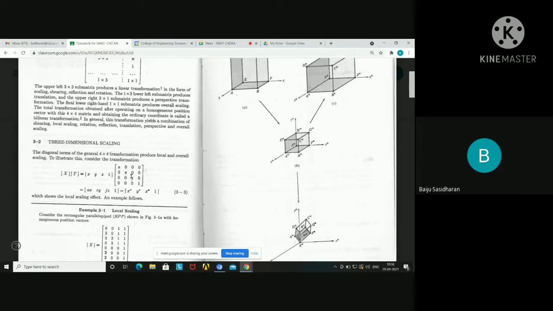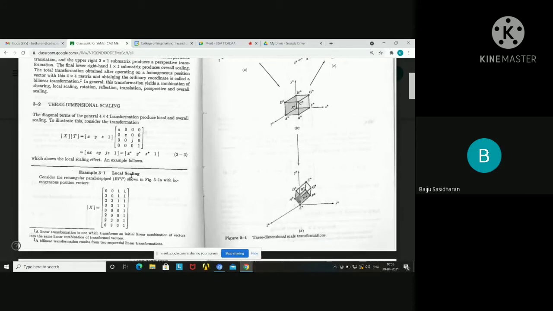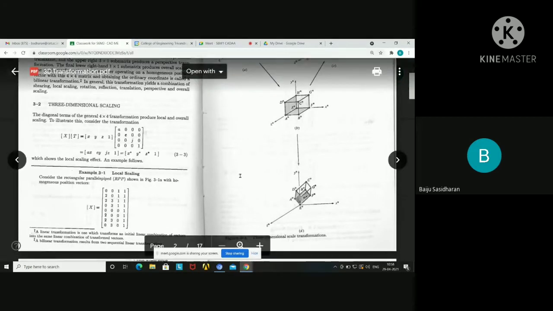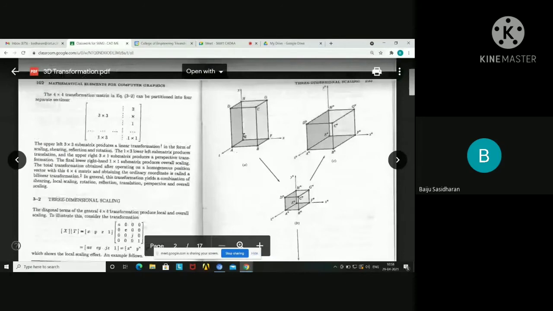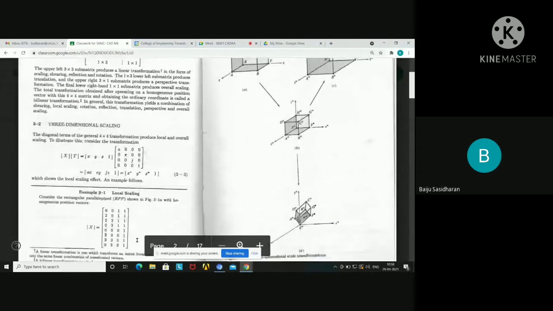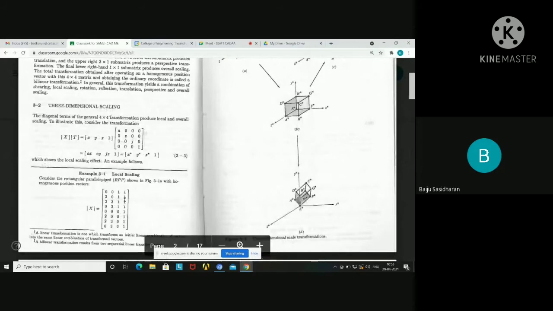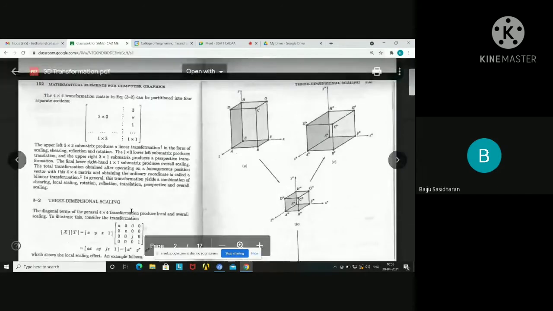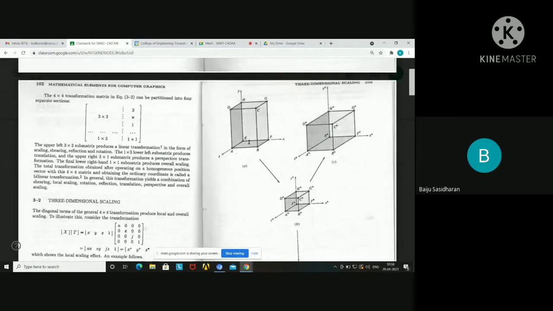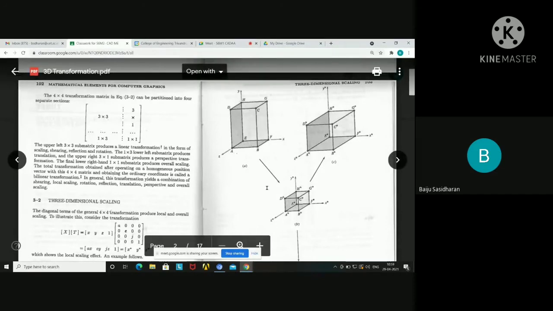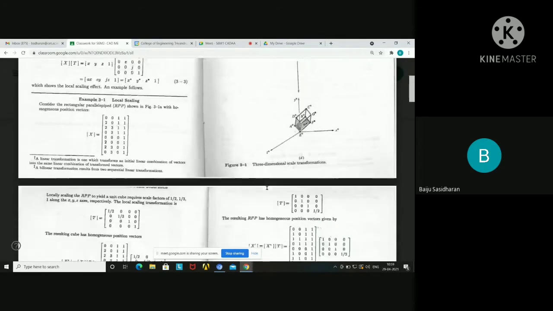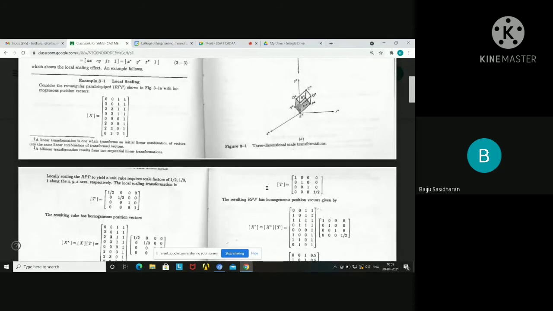Okay, and another question is here. Consider the rectangular parallelepiped shown in the figure. Its coordinates are presented here, that is 0, 0, 1, Q, 0, 1. Likewise, its coordinates are presented, so the coordinates of these points. Okay, the 0, 0, 0, and this value, this value, this value, and all the coordinates are presented there. And that is subjected to transformation.